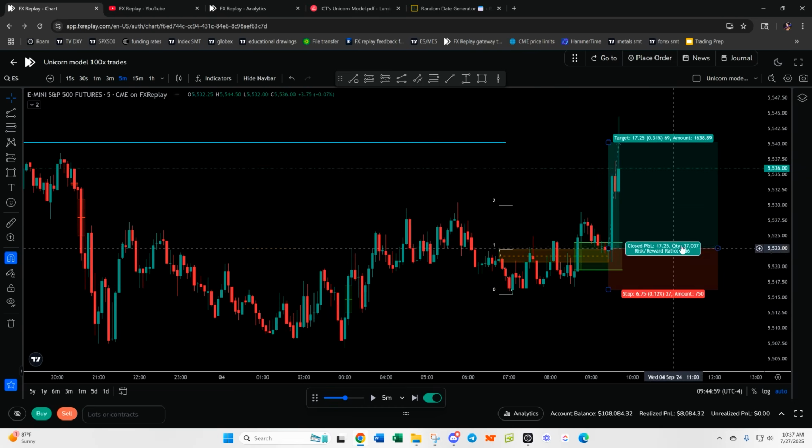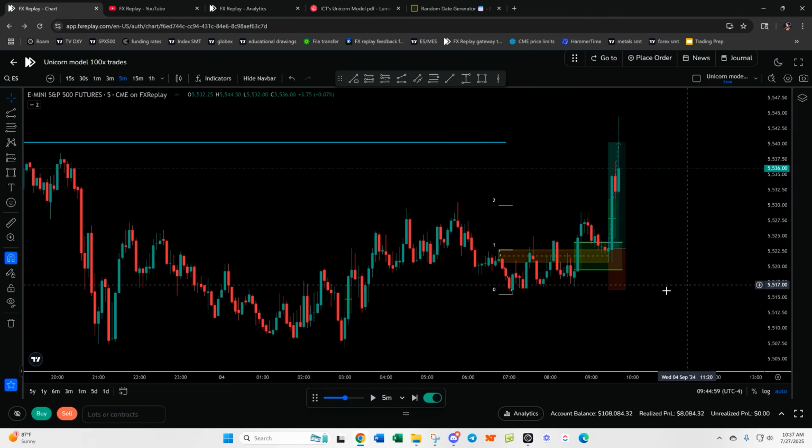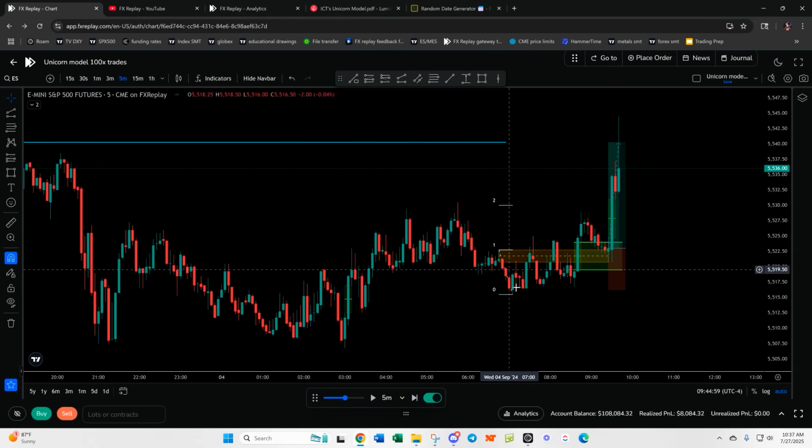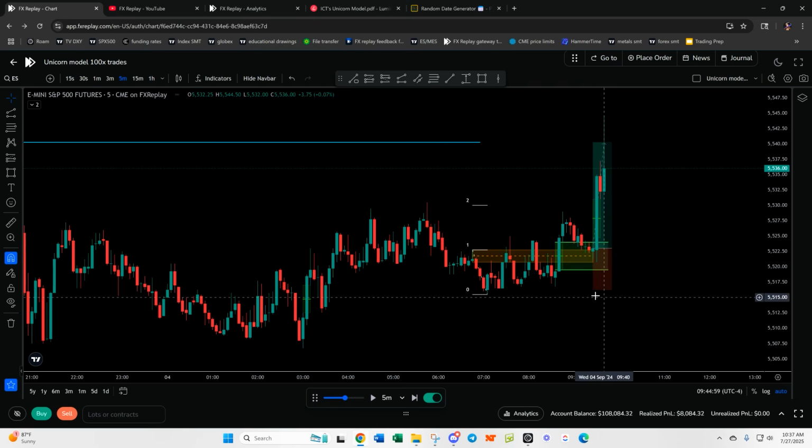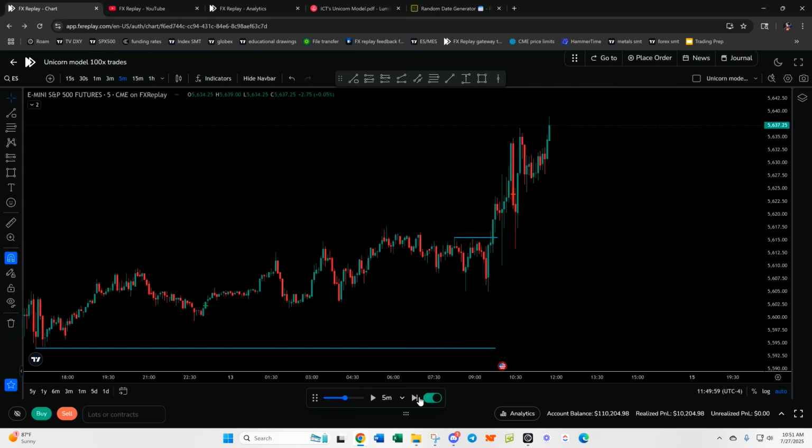Nice. Sweet. Yeah, so we had the draw in place. We'd had a manipulation a little bit earlier that formed the unicorn model and is pretty much right at open. So nice win for this one.